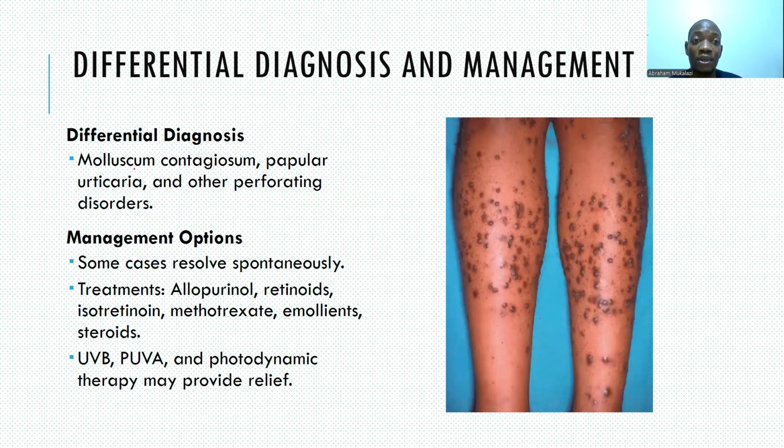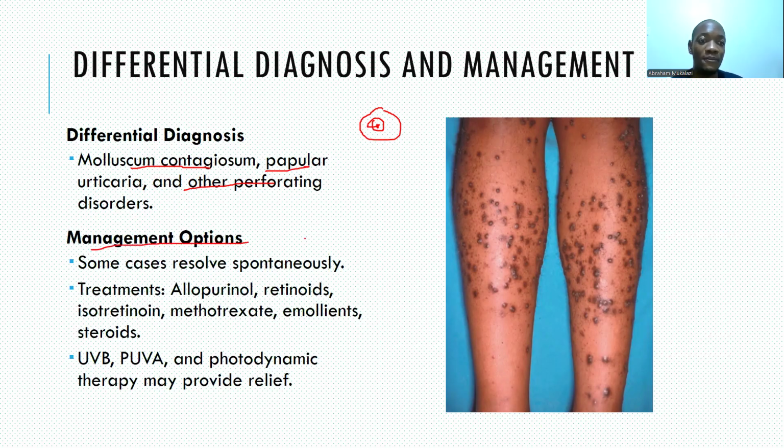You can think it may look like molluscum contagiosum, because molluscum gives an umbilicated papule which has a whitish punctum at the center. So it can also look like papular urticaria. It can look like other perforating disorders. But remember, it can also look like prurigo nodularis, the one we commonly see in patients living with HIV.